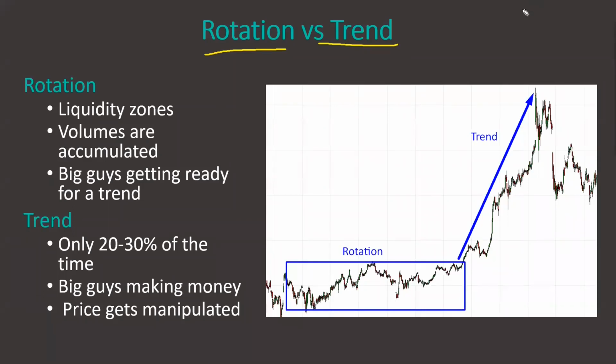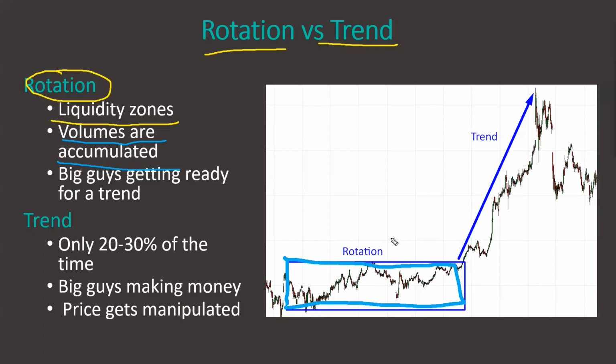Now, why am I talking about this? Rotation zones are super important because rotation zones are liquidity zones. For example, this rotation in this picture. The place where the price is rotating is a significant liquidity zone, and heavy volumes are accumulated in such a zone.